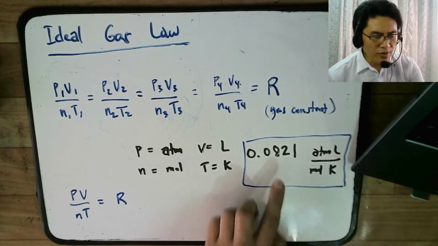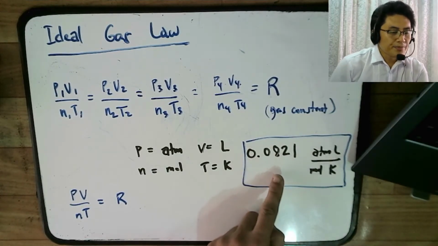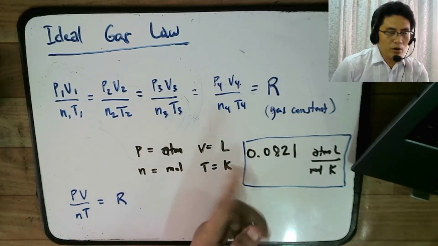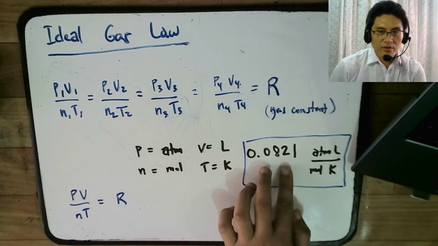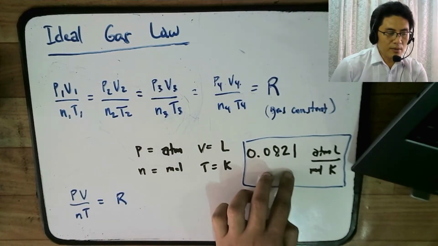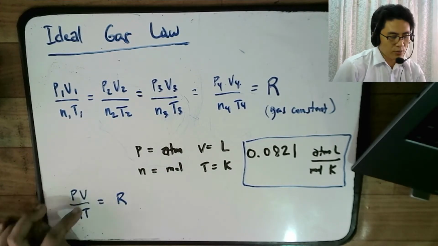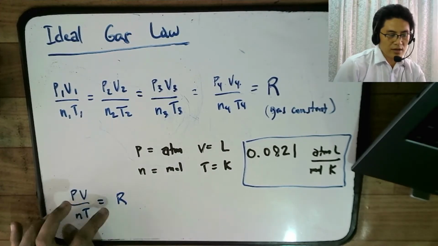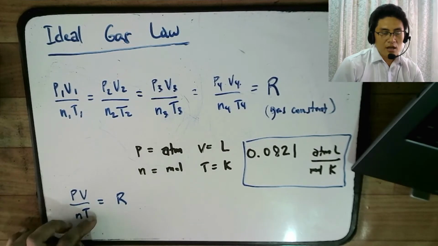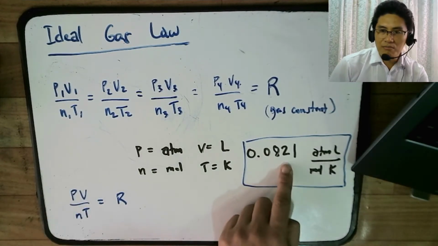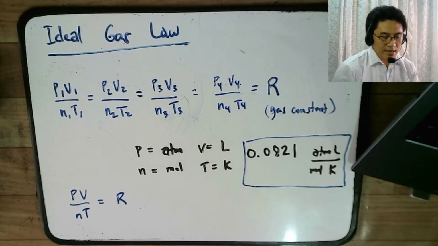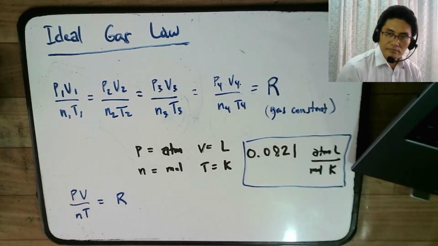The good thing about this is that you don't have to remember everything. You just have to remember this number, and that whatever the value of P is, multiply it with V, divide it by the multiplication of N and T, you will always get that number. And this number is a true constant.